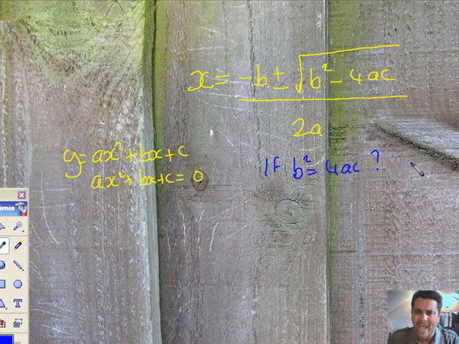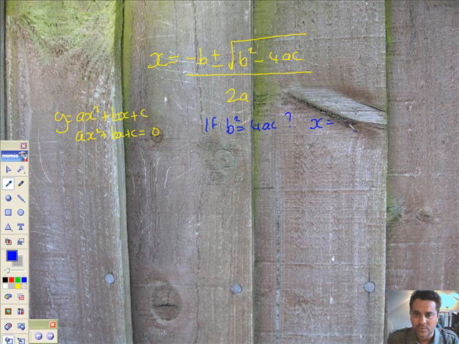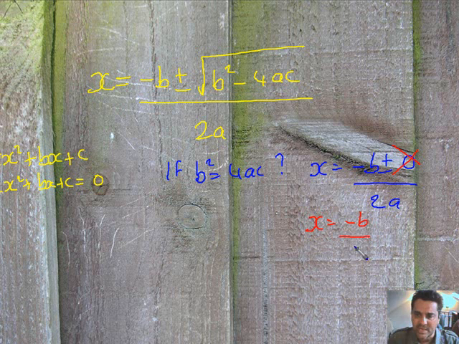So what do you get actually? You get x equals minus b plus or minus 0 divided by 2a. Well, clearly 0 doesn't do anything to that, so we've effectively got x equals minus b divided by 2a. And so what would you get? Therefore we just get one solution.